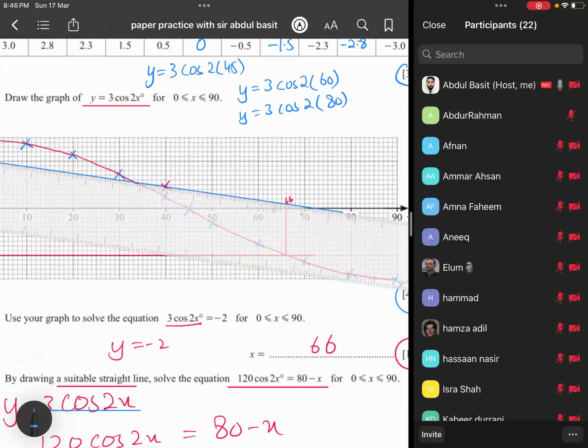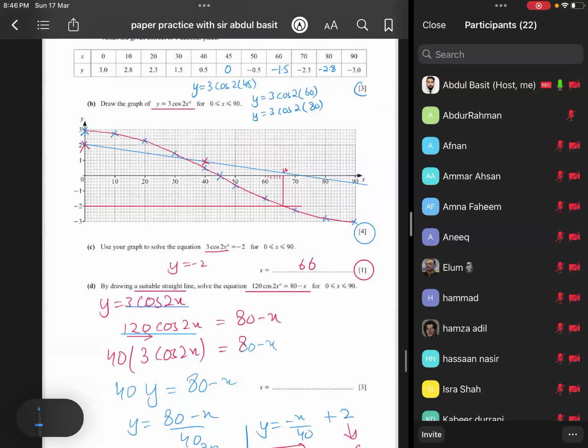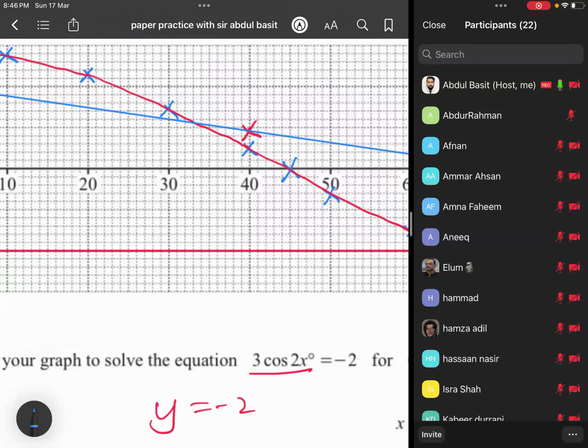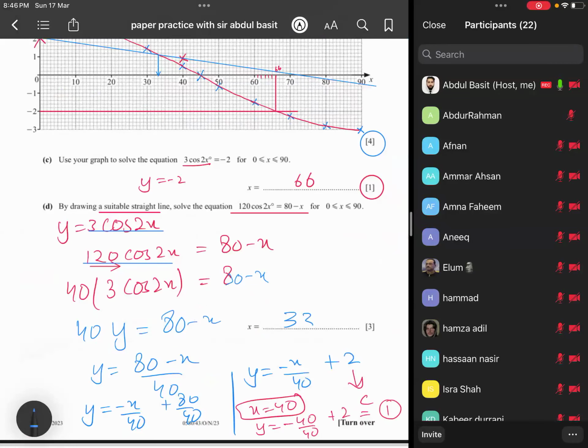Let me extend the line till the end. Okay, done. So Zainab, they are asking about the solution. So that would be the solution, the intersection. Yes or no? It's 33. Yes, sir. X is equals to 33 is the answer for 3 marks. Understood everybody or not?